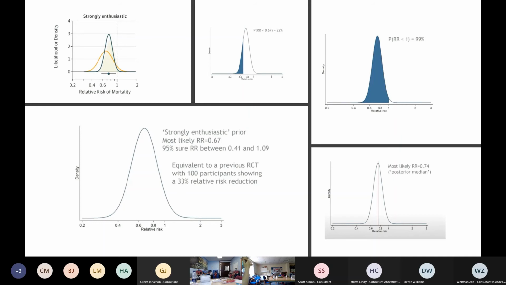Now, the one in the top left-hand corner, actually the flatter of the two curves, is the strongly enthusiastic curve. And then what Bayesian analysis does, once you've got the results of your trial, is superimpose that data on top of your different curves, look at the degree of overlap between them, and comment on it.